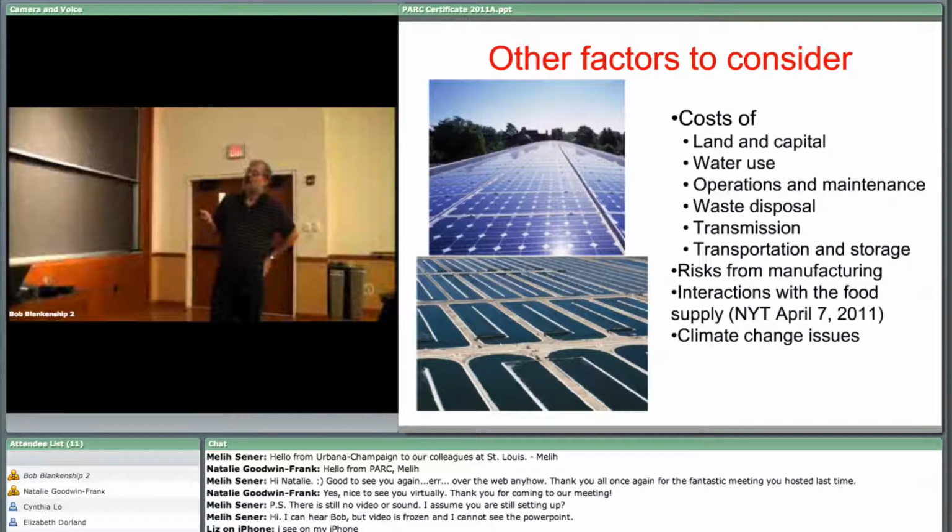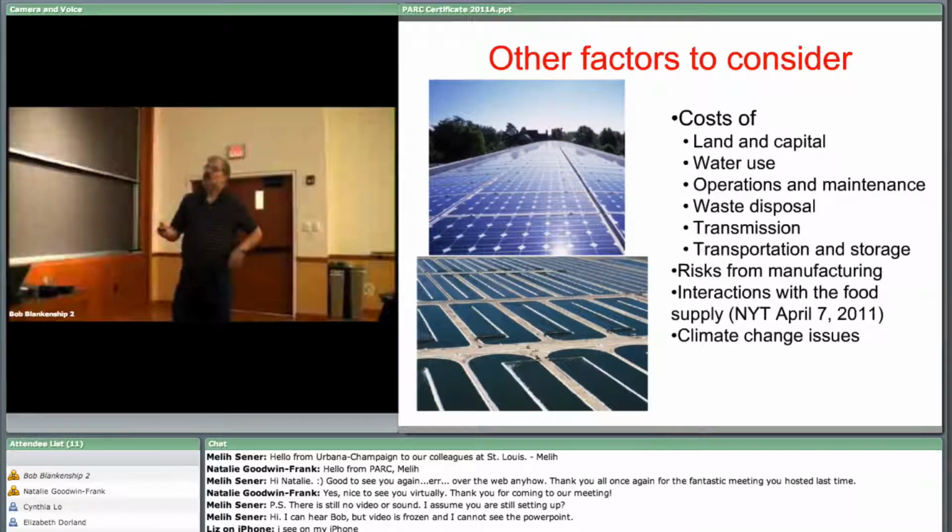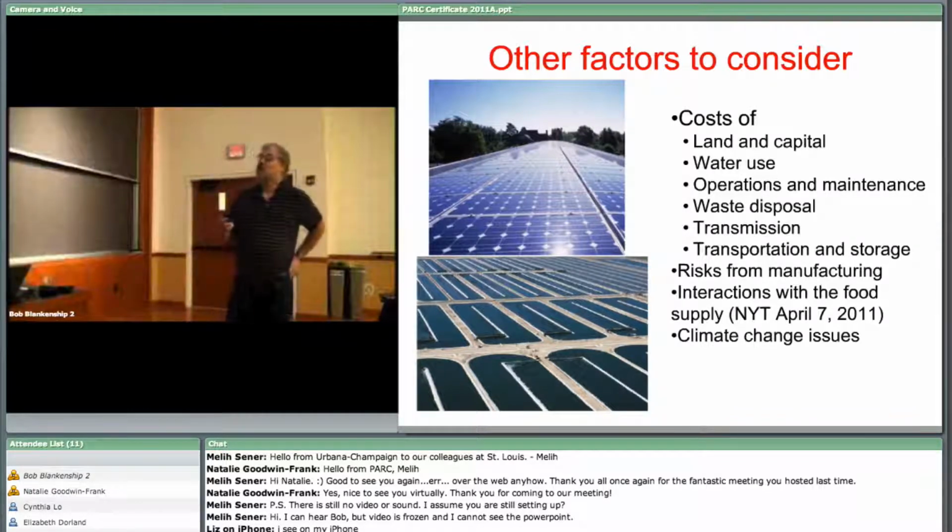Other things you have to think about are the cost of land and capital, water use, operation, maintenance, waste disposal, transmission, and storage of the fuel, risks from manufacturing, interactions with the food supply. There was a nice article in the New York Times a couple months ago on climate change. So there are a lot of back and forth things that you have to think about, and no single one-size-fits-all solution.